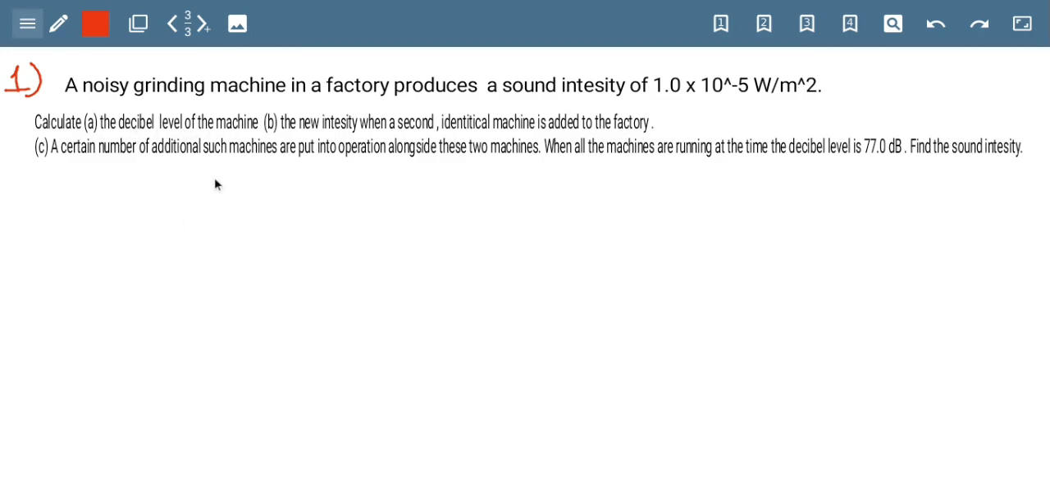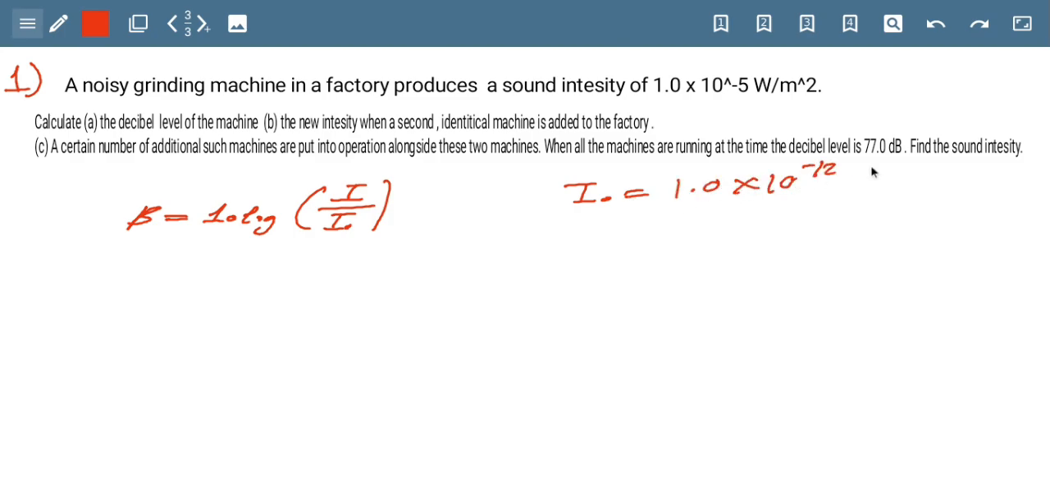For us to answer this one, the first thing you need to know is the formula. The decibel level of the sound is equal to 10 log of the intensity divided by the initial intensity. Usually the initial intensity is constant and doesn't change, so you just have to know this one.